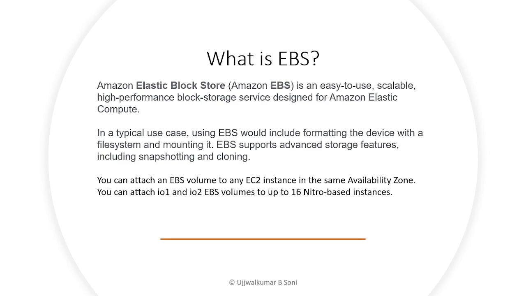You can attach an EBS volume to any EC2 instance in the same availability zone where your EC2 instance is. You can attach IO1 and IO2 EBS volumes to 16 Nitro-based instances.